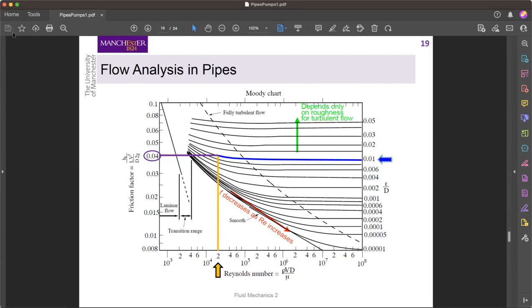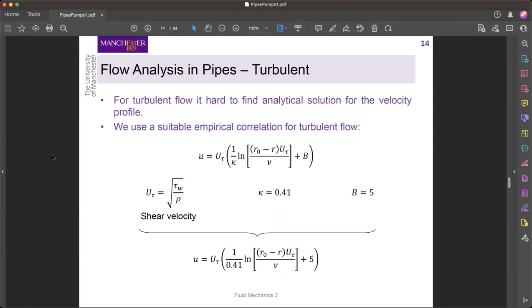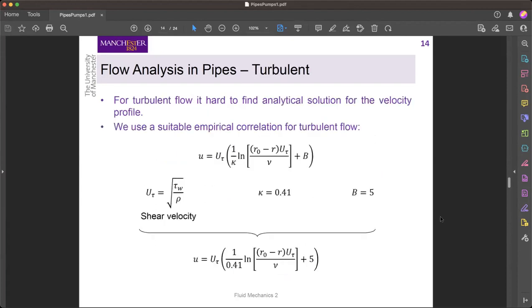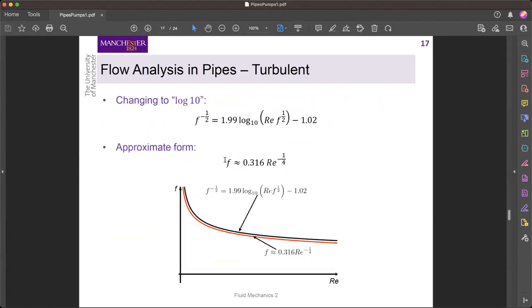If the formulas are not reported in the formula sheet, please be aware to remember these formulas. However, they are very, very simple. 64 divided by Reynolds. This. And this. That's it. You will all agree that these are extremely trivial.